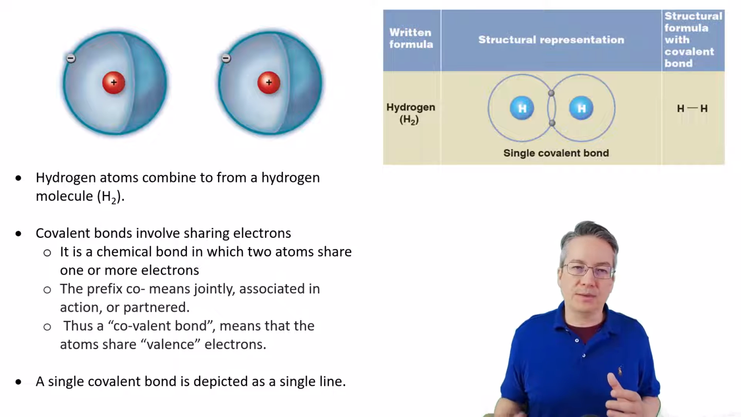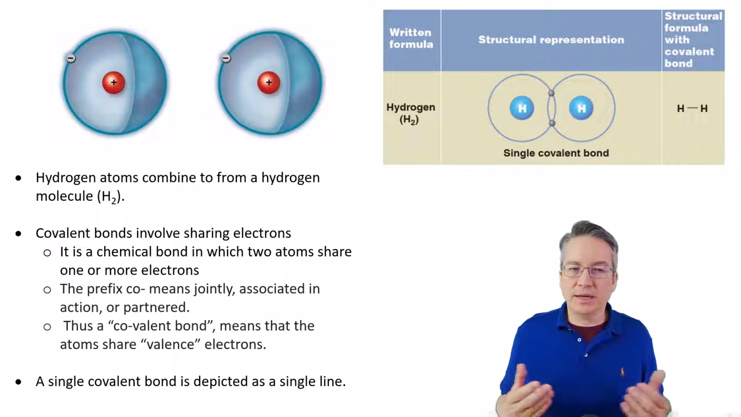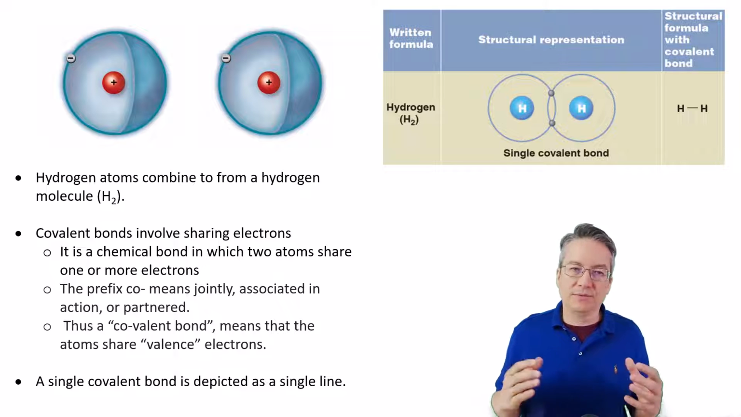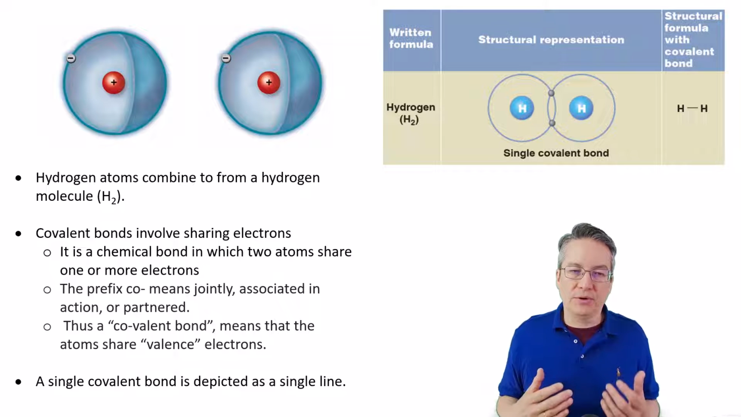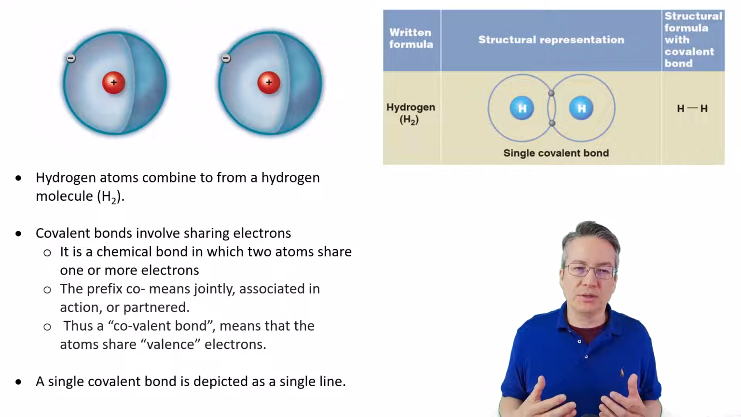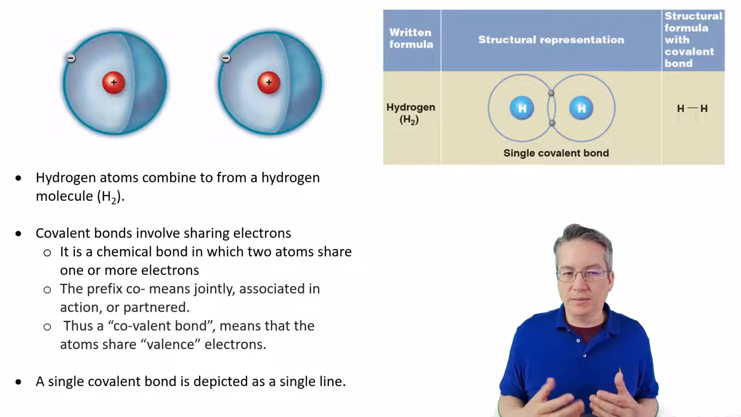Let's take a look at an example here. So we have two hydrogen atoms. They can combine to form H2, which is hydrogen gas. When they do this, covalent bonds involve sharing electrons between these two atoms. So it's a chemical bond in which two atoms share one or more electrons. The prefix co means jointly associated in action or partnered. Thus, the term covalent bond means the atoms share valence electrons.